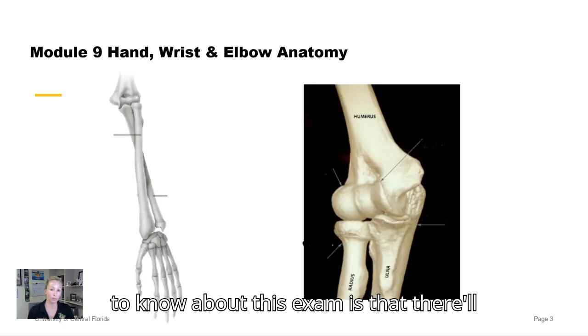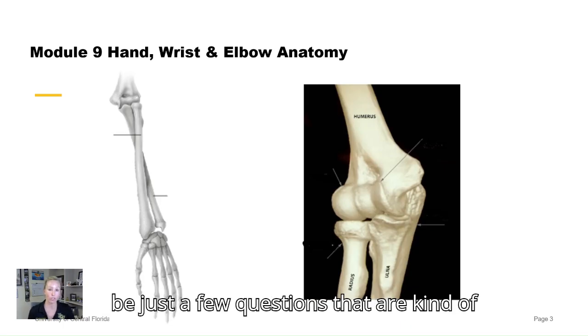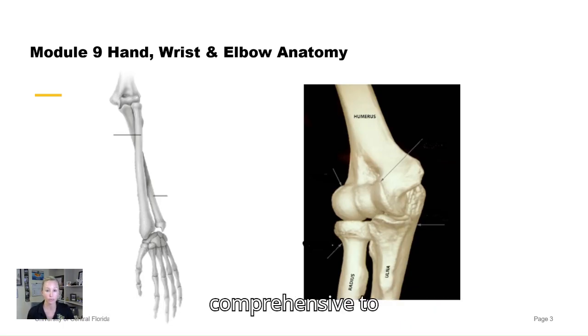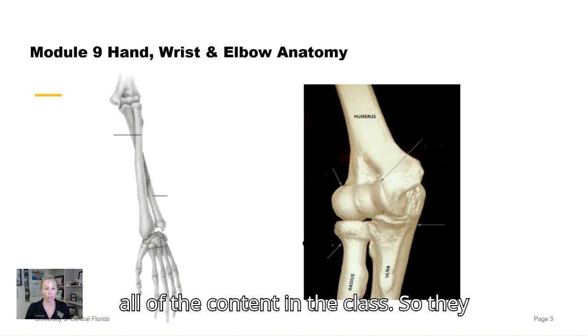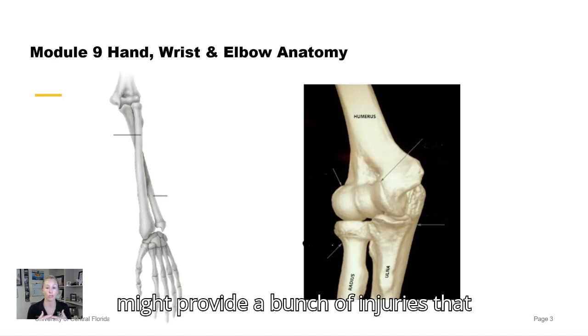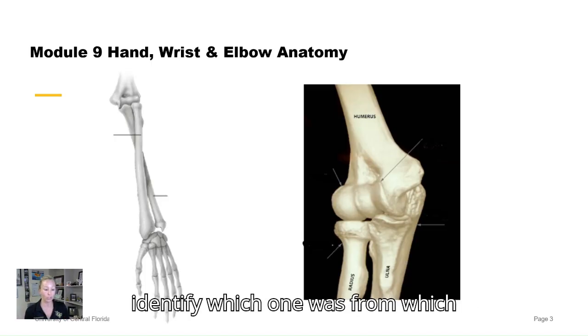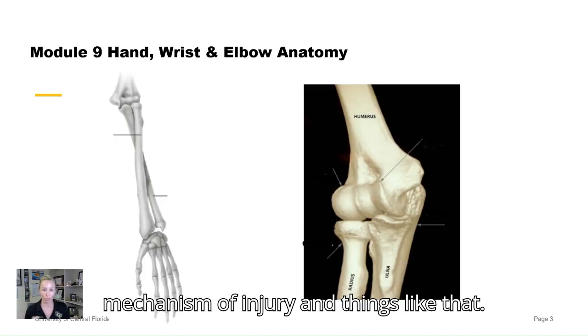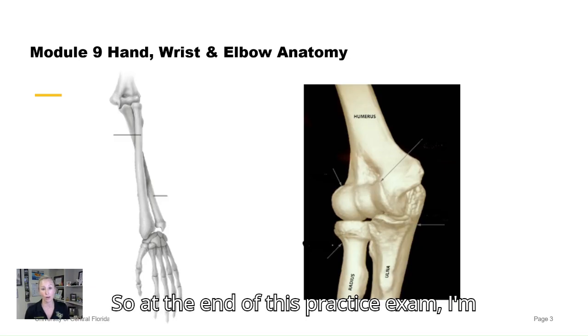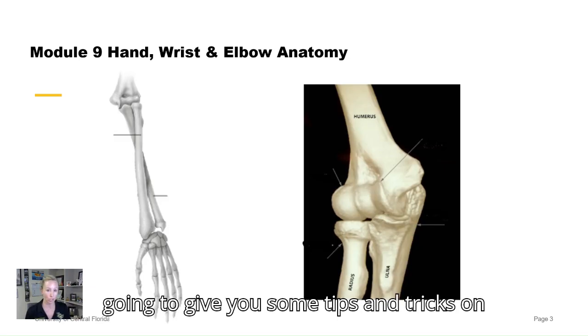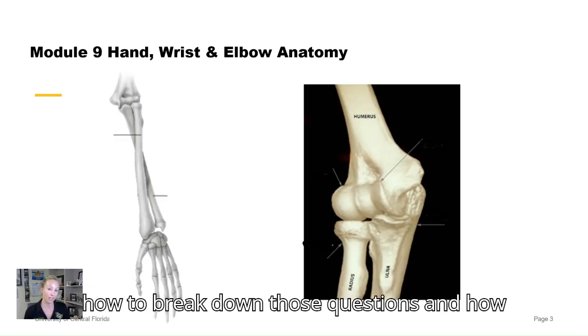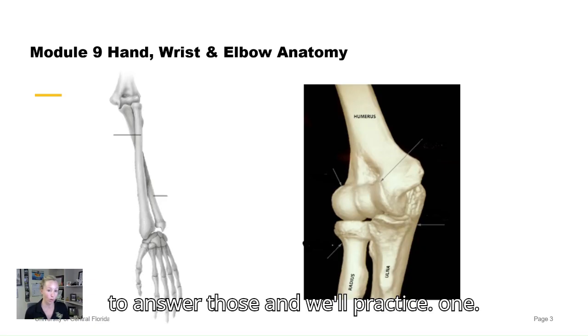And something else you need to know about this exam is that there'll be just a few questions that are kind of comprehensive to all of the content in the class. So it might provide a bunch of injuries that could be outside of just these injuries from these modules, and you'll have to identify like which one was from which mechanism of injury and things like that. So at the end of this practice exam, I'm going to give you some tips and tricks on how to break down those questions and how to answer those, and we'll practice one.